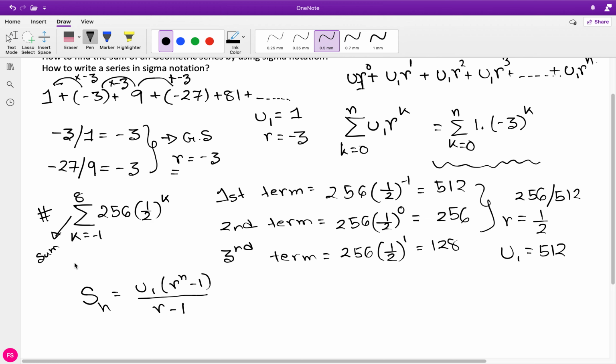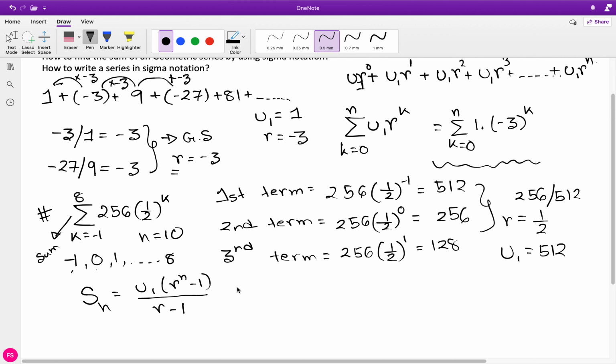Now this case started with -1, then 0. From 1 to 8, you have 8 numbers. If you count -1 and 0, these are 2 terms already, and from 1 to 8 you have 8 more terms. So 8 plus 2 will give you n equals 10. That means the number of terms in this series is 10.